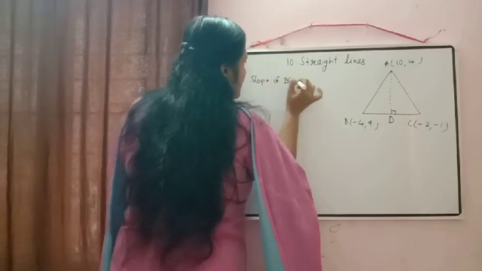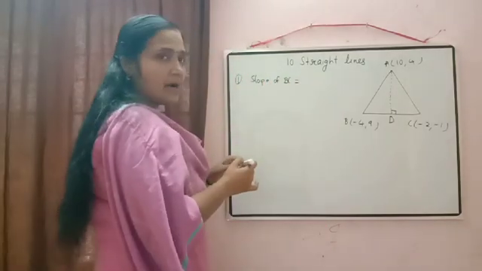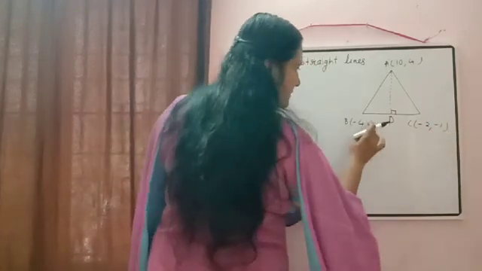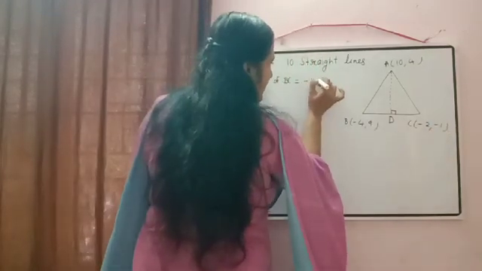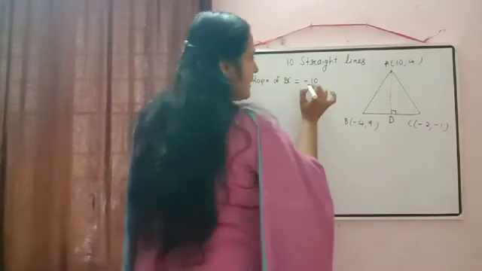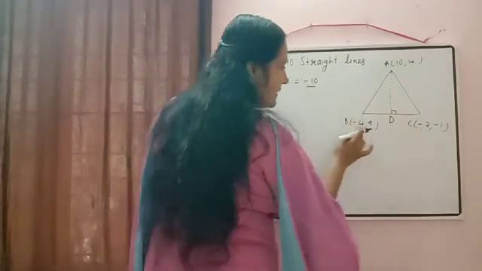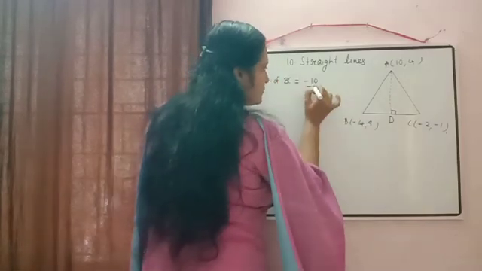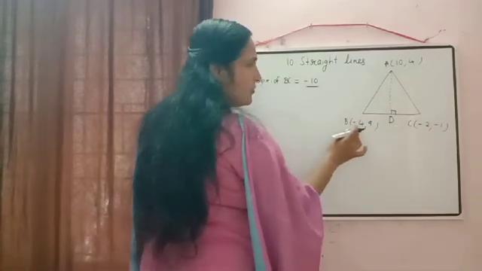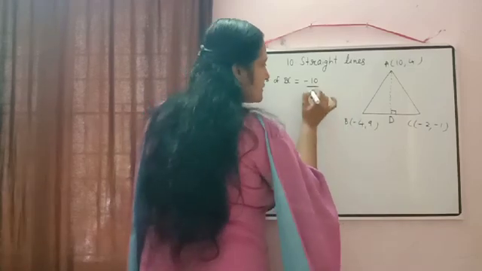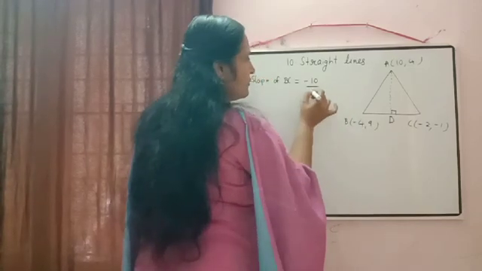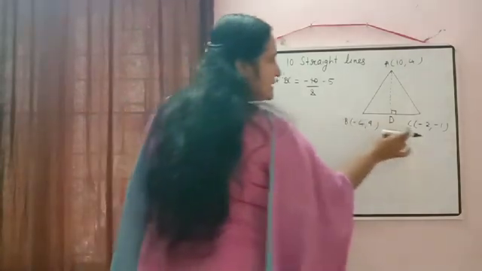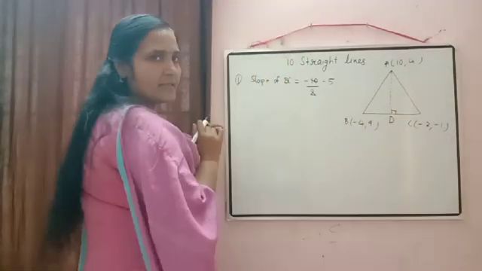Slope of BC is equal to, what is the formula? Yes, (y2 minus y1) over (x2 minus x1). So it will be equal to (-1 minus 9), that is -10, over (-2 minus (-4)), that is -2 plus 4, which is equal to 2. So we can cancel this, and we are getting slope of BC is equal to -5.